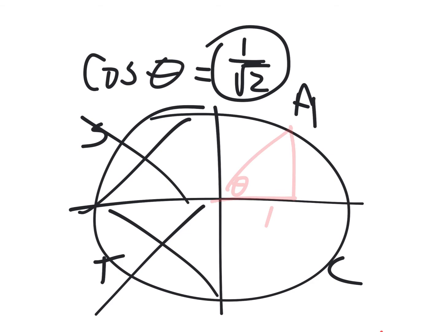Isn't it pi over 3? Oh, no. I must be doing something wrong. Oh, 1 root 2 root 3. That's going to happen to some of you.